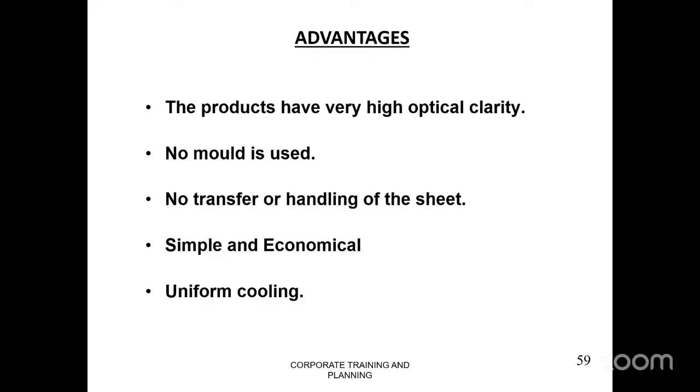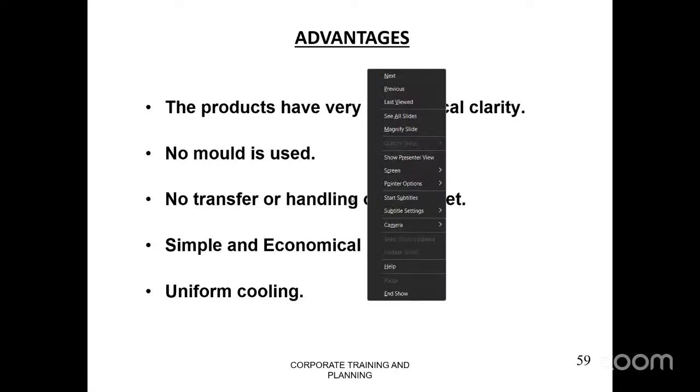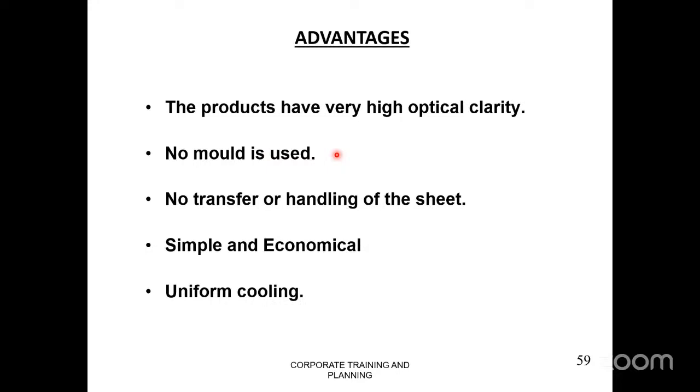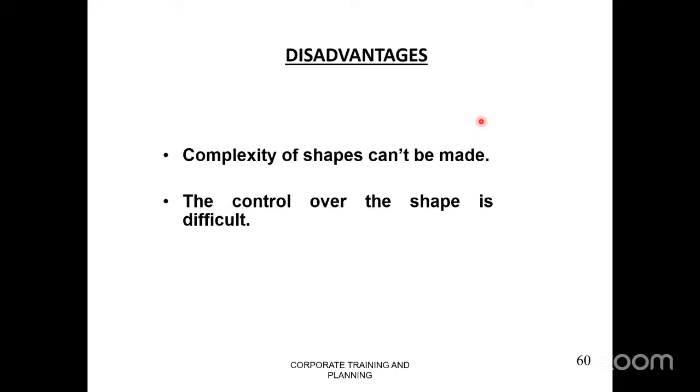What are the advantages? No mold is used. The product has no mold here, no female mold or male mold here, friend. And handling of the sheet only involves how to clamp it, simple and economical, with uniform cooling. The product has very high optical clarity. I told you this for polycarbonate and for the acrylic polymer.